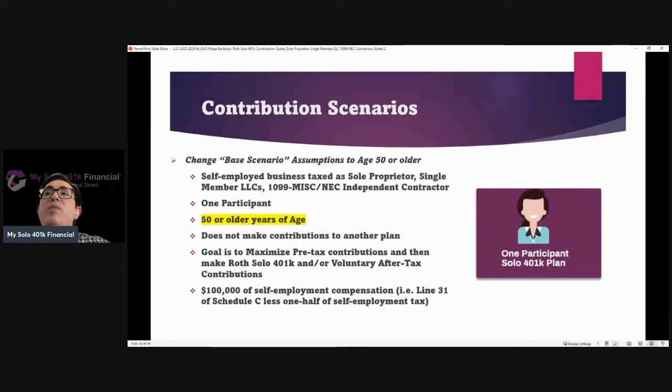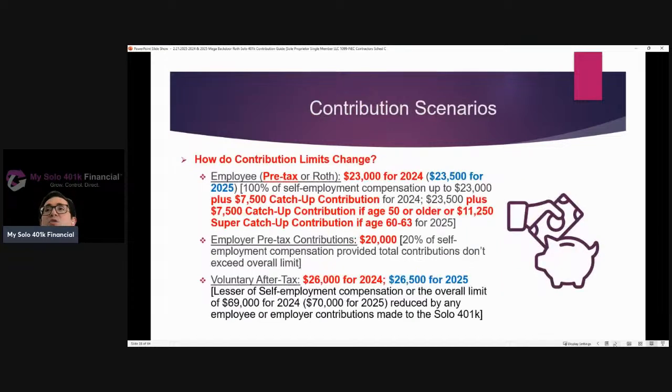So now let's go back to one participant, but now let's presume that the individual is 50 or older. Let's assume they're 55, for example. So how much can they contribute? Well, it's going to be the same amounts, with the one exception that now they're going to be able to make the catch-up contribution. So for 2024, they're going to be able to do an additional $7,500 catch-up contribution to the pre-tax account. For 2025, they're going to be able to do that same $7,500. And if instead of 55, they were age 60 to 63, they could do $11,250 instead of $7,500.